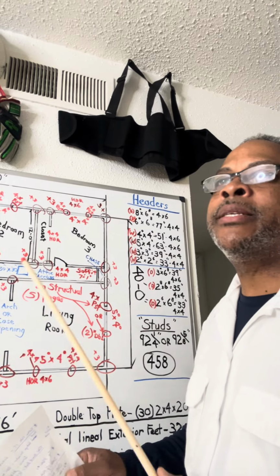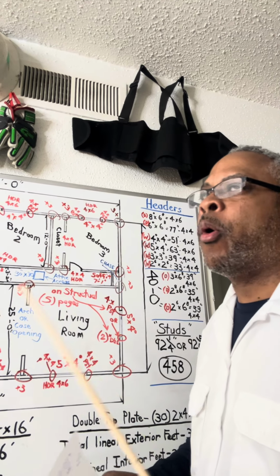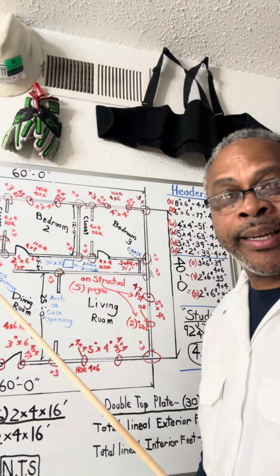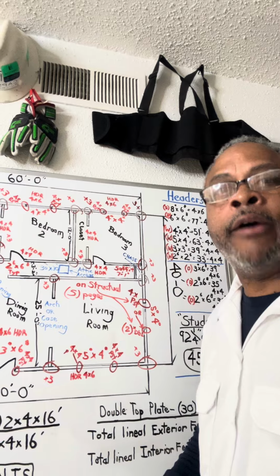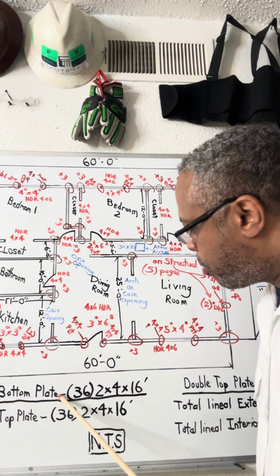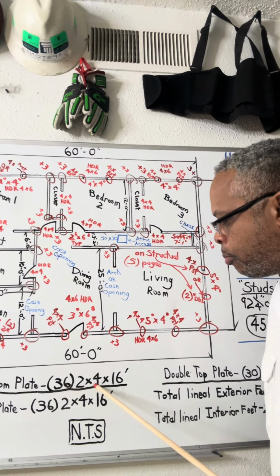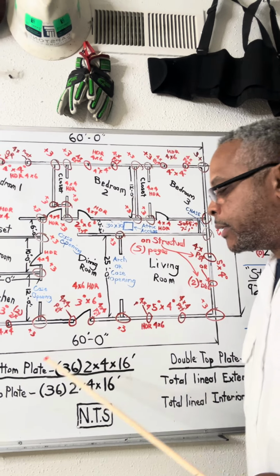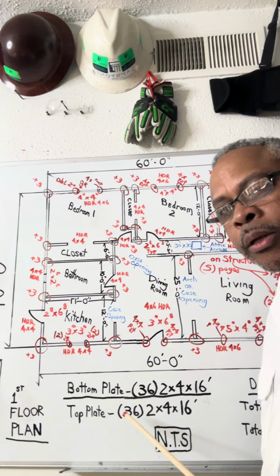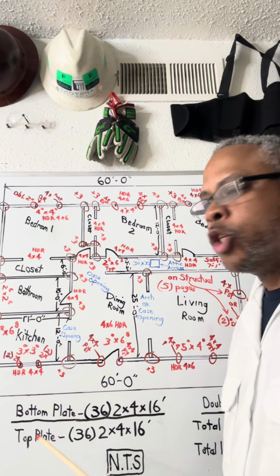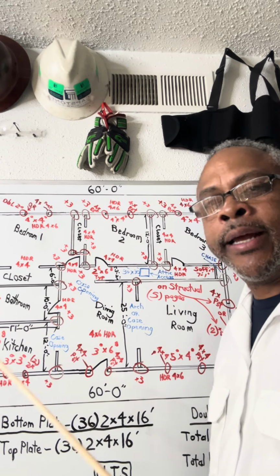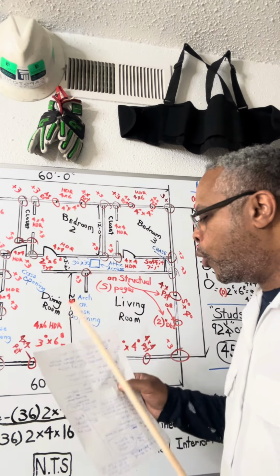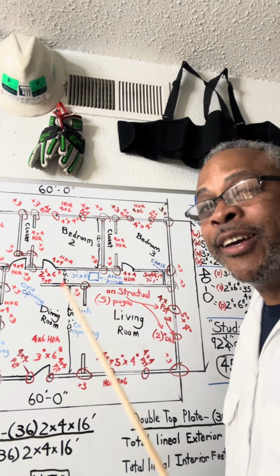I have 574 board footage in this whole entire building. You're going to divide that by 16. That's the length of this 2x4. I have bottom plate, 36 pieces, 2x4 by 16 feet. That's the bottom plate. The top plate is going to be the same size. So you're going to need that and divide that from your whole total. 574 divided by 16 will give you 36 pieces. That's what you're going to need.